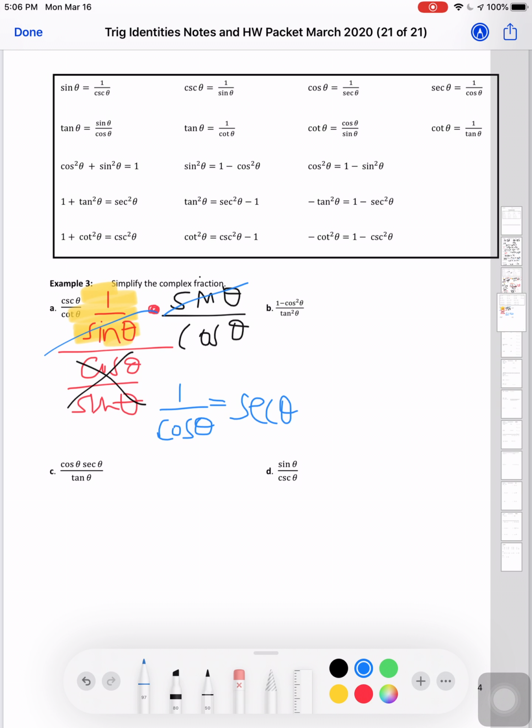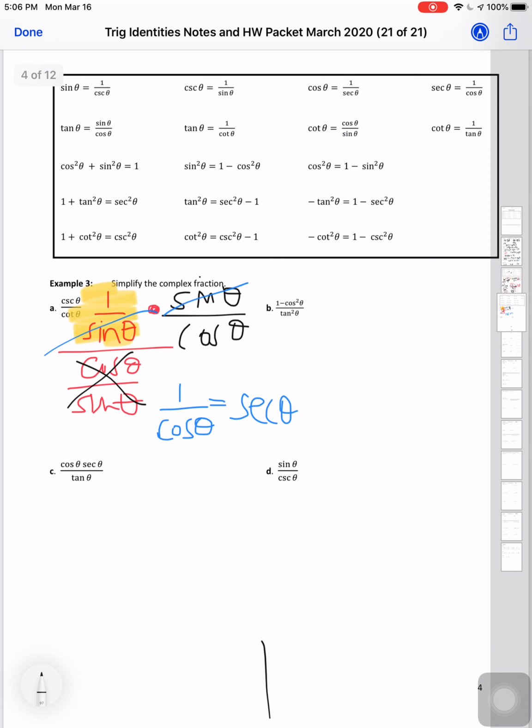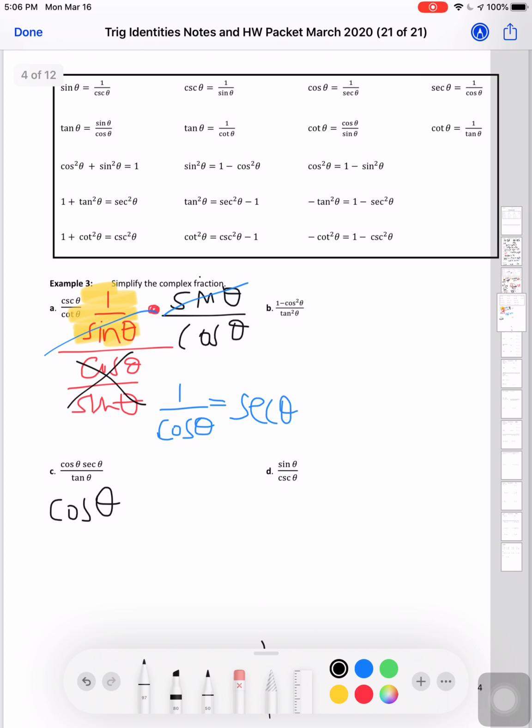So for each one of these, we're looking at trying to simplify it just a little bit more. There's a little bit more going on in each one. So let's move this over. I'm going to do part C. I'm going to change this cosine of theta. And again, I'm going to highlight all the things I do change. So secant is more complicated, so I'm going to change it to 1 over cosine using the identity. And then I have tangent on the bottom.